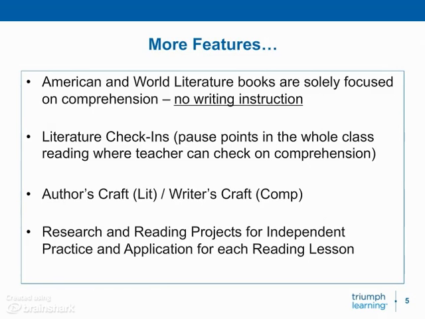The American and World Literature books are solely focused on comprehension. There is no writing instruction, as that is provided in a separate book, Composition 1 or Composition 2. There are literature check-in boxes which provide opportunities for teachers to break and monitor students' comprehension. Author's Craft features review and give practice with recurring concepts. The Writer's Craft is the same feature, but it is in the Composition 1 and 2 books.